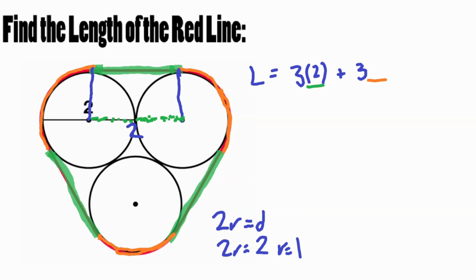Since all of the orange part is on the circle, we need to see how much of the circumference of the circle it takes up. Remember, circumference is the perimeter of a circle. So how much of the circumference does the orange part take up?